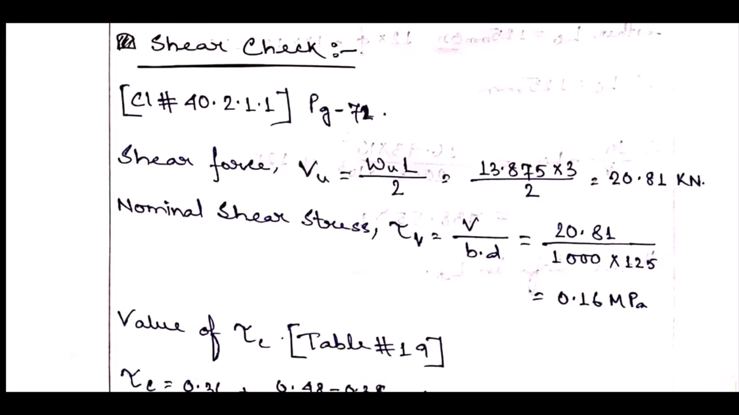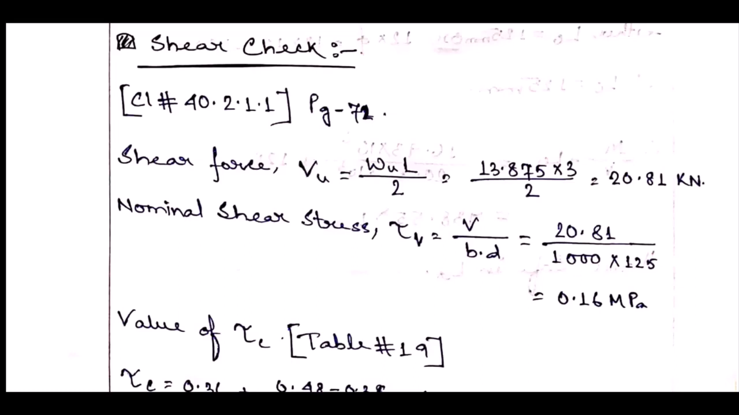So to check shear, first of all we have to find the value of the shear force, that is Vu, which is equal to WL by 2. This is written in clause number 40.2.1.1 of IS 456 2000 on page 72, but we already know that to find the value of the shear force we have to use the formula WL by 2. So that is equal to Wu, which we calculated as 13.875, into L which is 3, by 2, that is equal to 20.81 kilonewton.